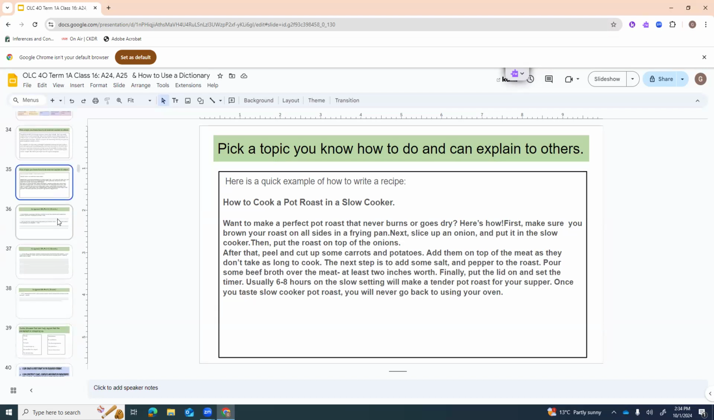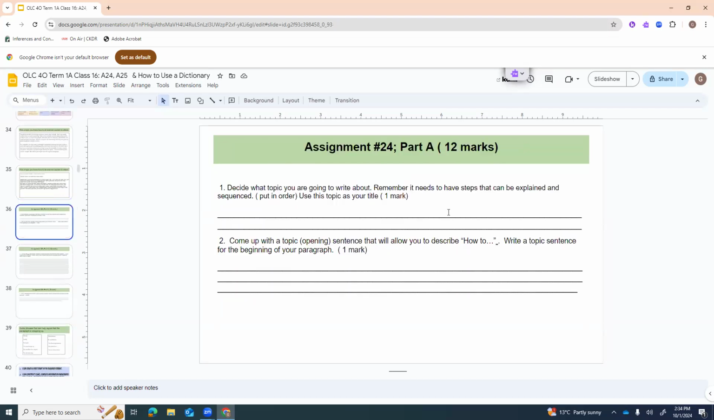So super easy, but here are the questions. Number one, decide what topic you're going to write about. Remember, it needs to have steps that can be explained and sequenced. In other words, you should be able to put it in order. Use the topic as your title. So that's one mark, pick your topic.